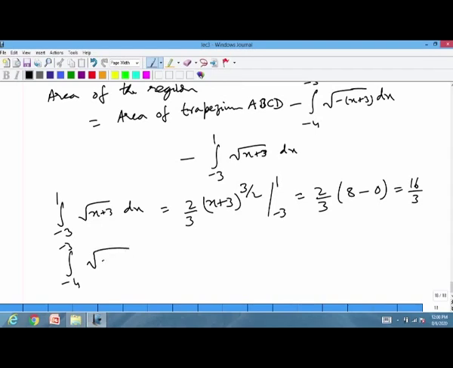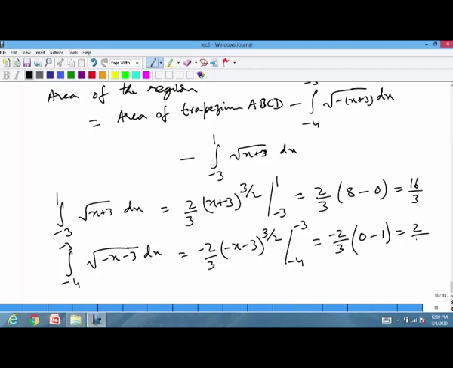of square root of minus x minus 3 dx, this will be equal to minus x minus 3 raised to power 3 by 2, then we have minus 2 by 3 from minus 4 to minus 3. This is minus 2 by 3 times, at x equal to minus 3, this is 0, minus, when we put x equal to minus 4, this will be equal to 1.